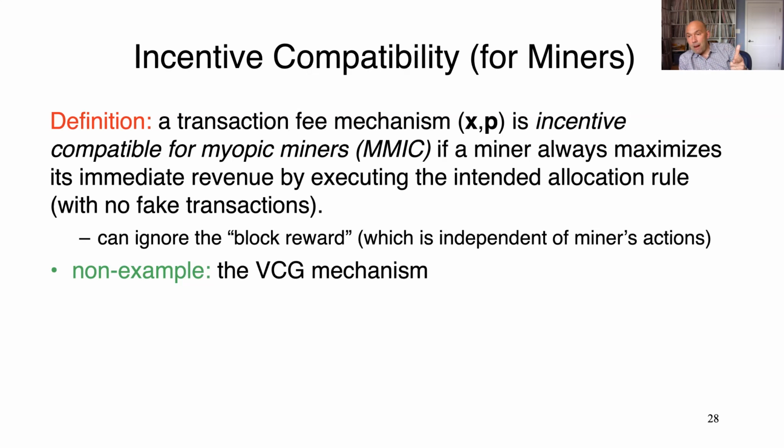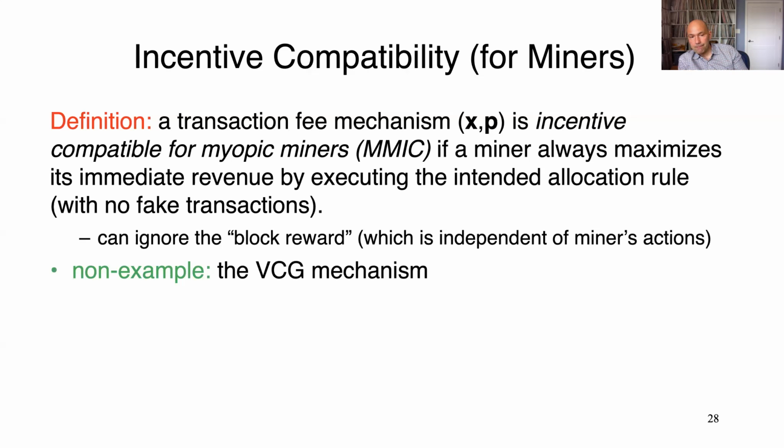This is going to be the second property. Okay, on this slide, motivated by the fake transaction attack we saw on the second slide. Okay, so we're going to call a transaction fee mechanism MMIC. That stands for incentive compatible for myopic miners. If a revenue maximizing miner always behaves in the way that you intend them to. Okay, if they always basically carry out the allocation rule that you had in mind.